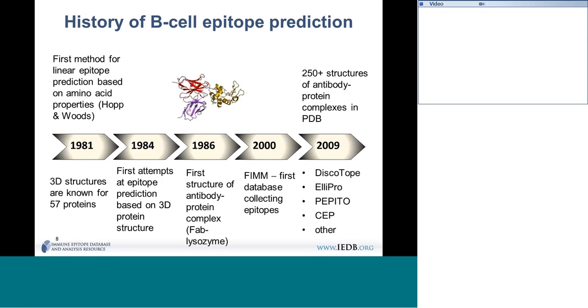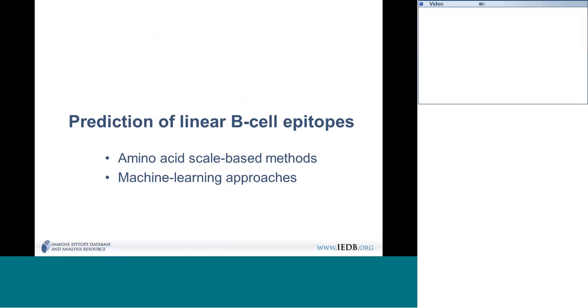In 2005, we released IEDB, and then more and more structures accumulated in PDB. In 2009, there were more than 260 structures of antibody-protein complexes, and that allowed us to start making structure-based methods for epitope prediction. Such methods as DiscoTope, ElliPro, BepiPred, and others were published in 2009 and later on. I will talk first about prediction of linear epitopes and then about conformational or discontinuous epitopes.